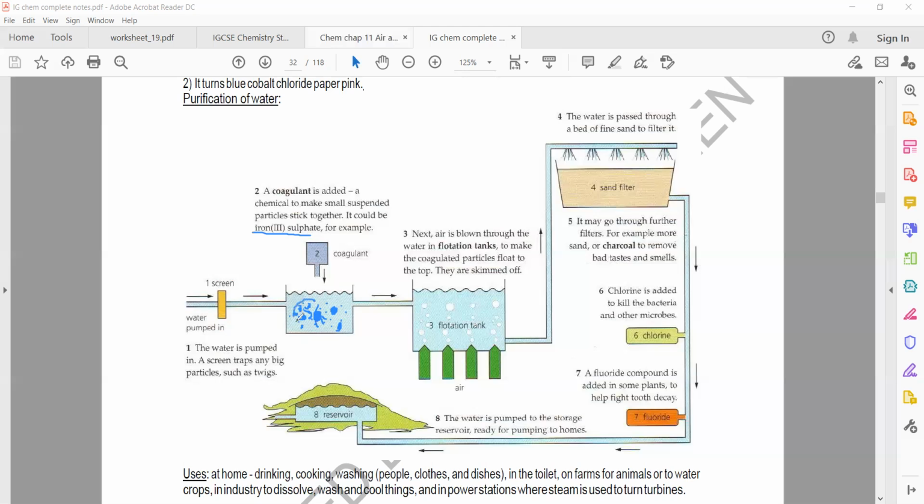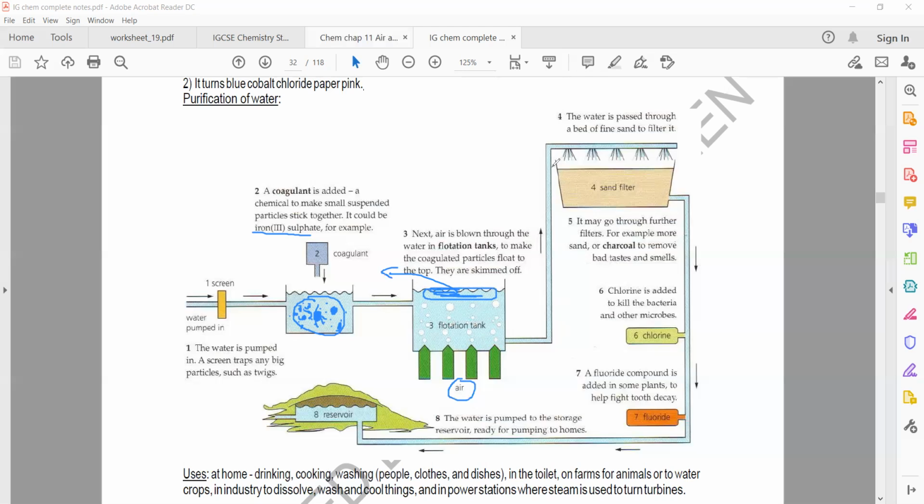So these fine particles join together and turn into a large particle. When they turn into large particles, we blow air from the bottom. What is the advantage of doing this process? As we blow the air from the bottom, these particles will move to the top, so they can be skimmed off from the water.